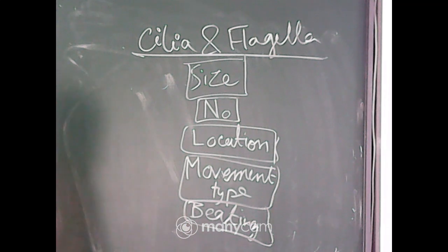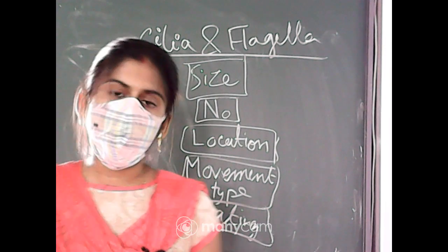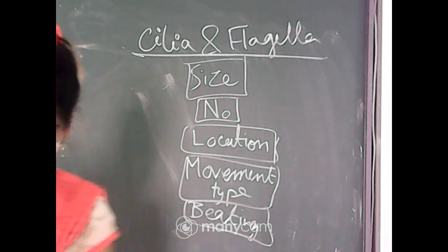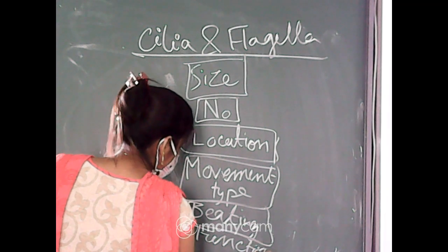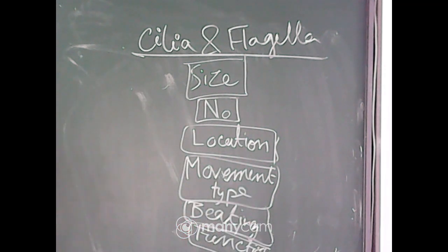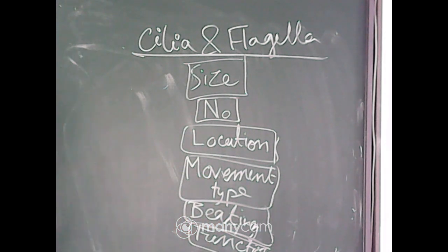Now, the next criterion is beating. Cilia can beat independently. Beating of cilia is independent, but beating of the flagella occurs in a coordinated manner. And the last difference is according to their function. What is the function of cilia? It helps in movement, locomotion, capturing food, and sometimes it also performs some sensory function, but in case of flagella, mainly it helps in locomotion. So, these are some differences between cilia and flagella.